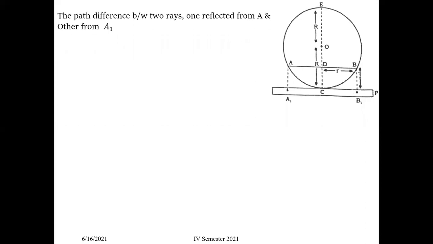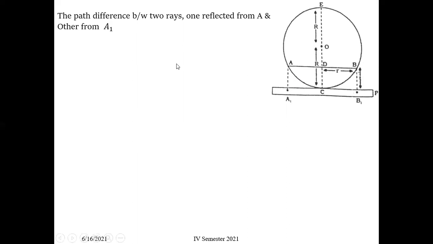Suppose in this Newton's experiment, you can get alternate bright and dark concentric circular fringes. What is the condition for getting the bright circular fringe? What is the condition for getting the dark circular fringe? And also, what is the diameter of the bright fringe? What is the diameter of the dark fringe? Those are the conditions.